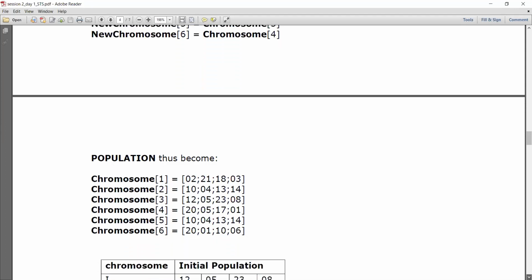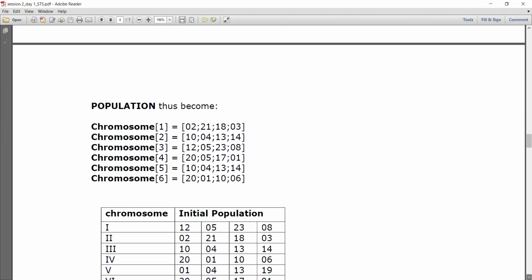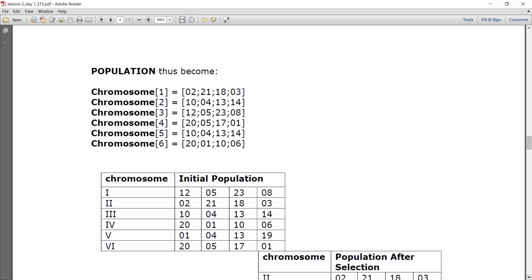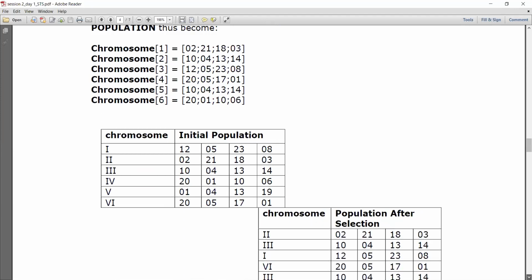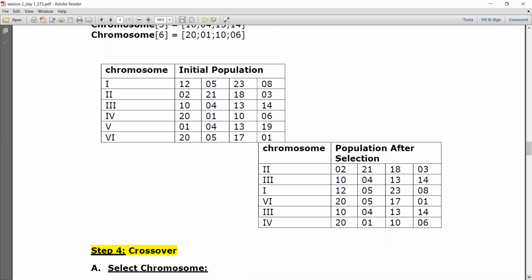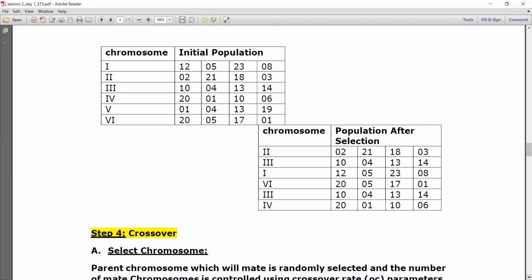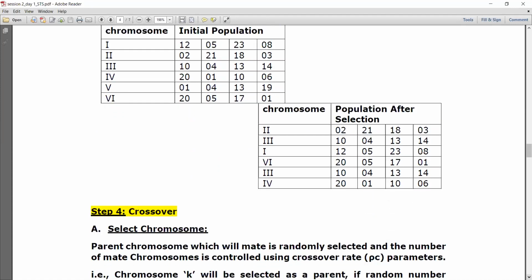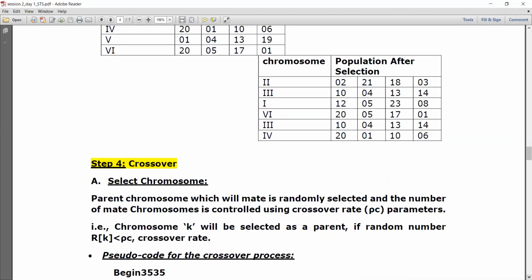Now the population is revised. It's clear? Now I have shown you one population. After selection, the population has been changed. Previously it was in the order of 1, 2, 3, 4, 5, 6. Now the order has been changed to 2, 3, 1, 6, 3, 4. So this is the population set after completing the selection process.